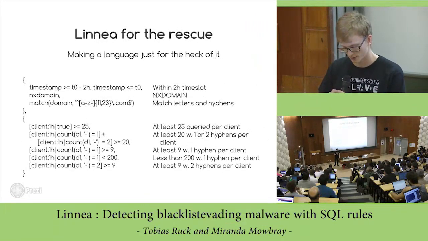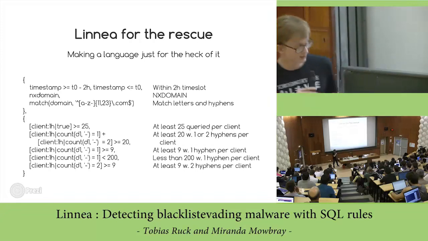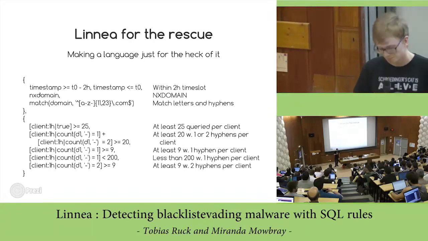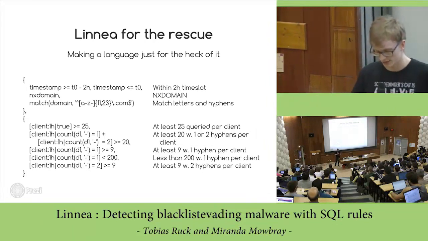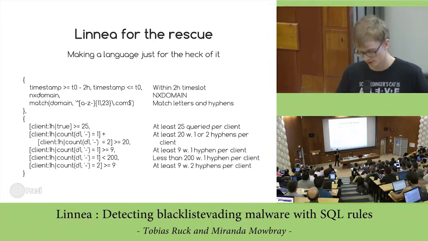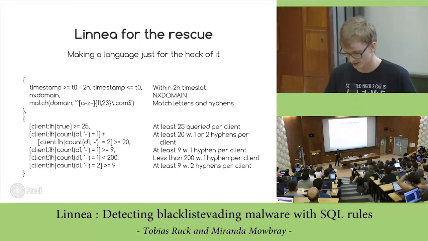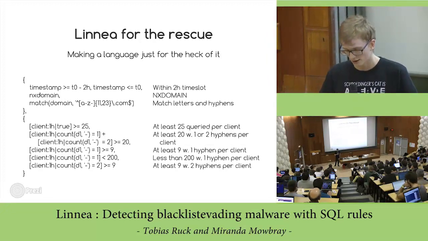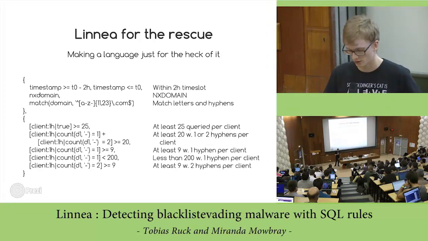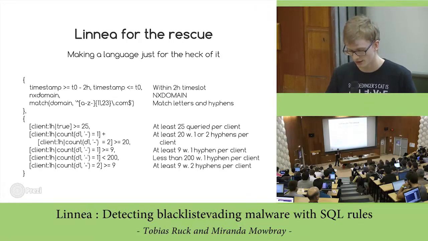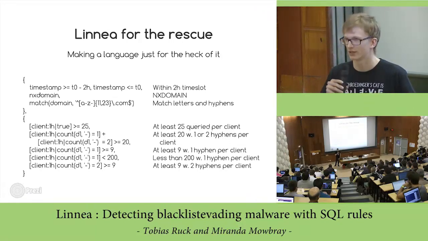So this is exactly the same query, but in a different notation. In the first block, you can see that we limit our time frame to 2 hours. We select only those that are non-resolving, as NX domains. Then we match only those that have letters and hyphens with a length of 11 to 23 and suffix .com.